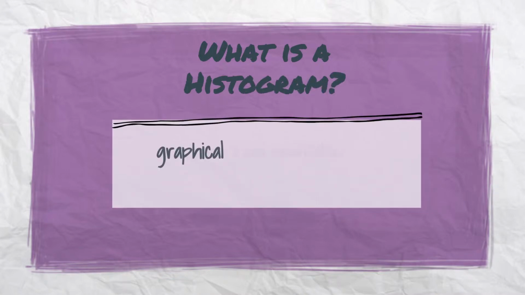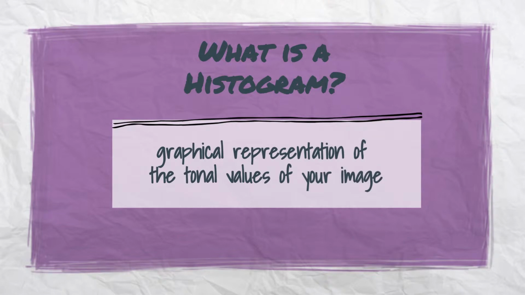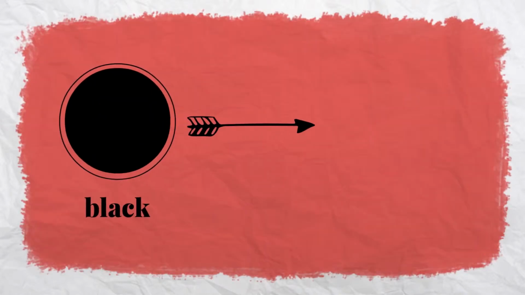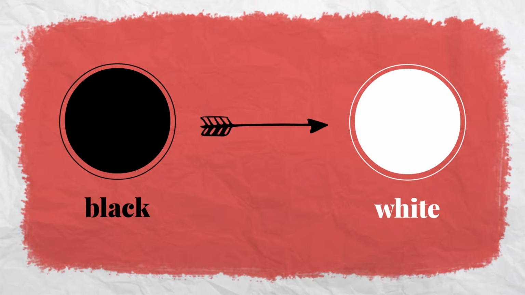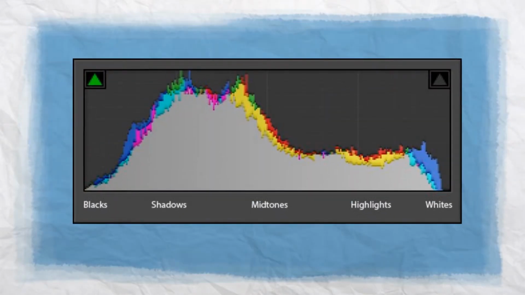A histogram is a graphical representation of the tonal values of your image. In other words, it shows the amount of tones of particular brightness found in your photograph, ranging from black, 0% brightness, to white, 100% brightness. The left side of the graph represents the blacks or shadows. The right side represents the highlights or whites, and the middle section is midtone.